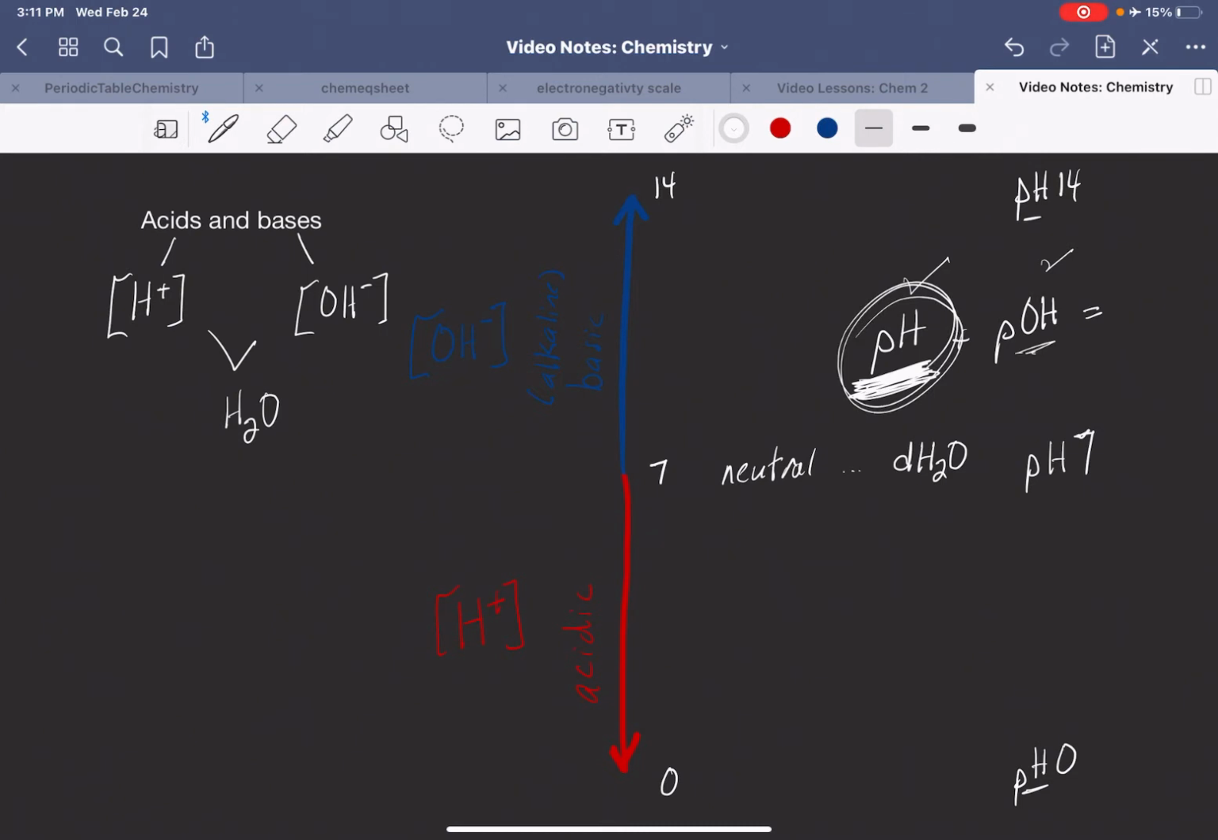All right. So with that said, now that we've got a visual of all this, let's go ahead and start doing something with some formulas and some naming.